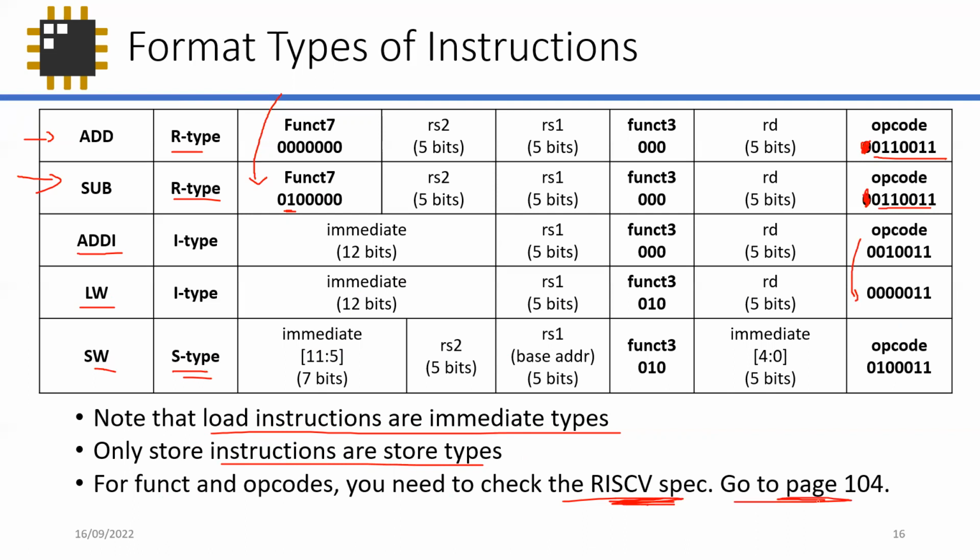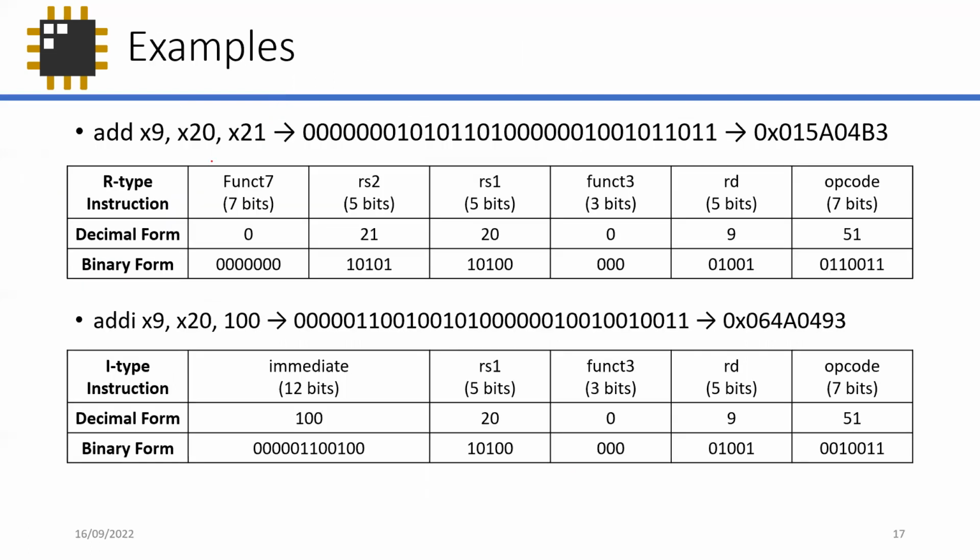For func and opcodes, you need to check the RISC-V spec sheet. Okay, so go to page 104 of the RISC-V spec sheet over there. Or in our RISC-V cheat sheet, there's also a guide too, so you could look at that. But if you need more details, go to the RISC-V spec sheet. Time check, okay. So a few more examples, just to make sure that you understand. And it's really important because these are the things that you have to decode in your project.